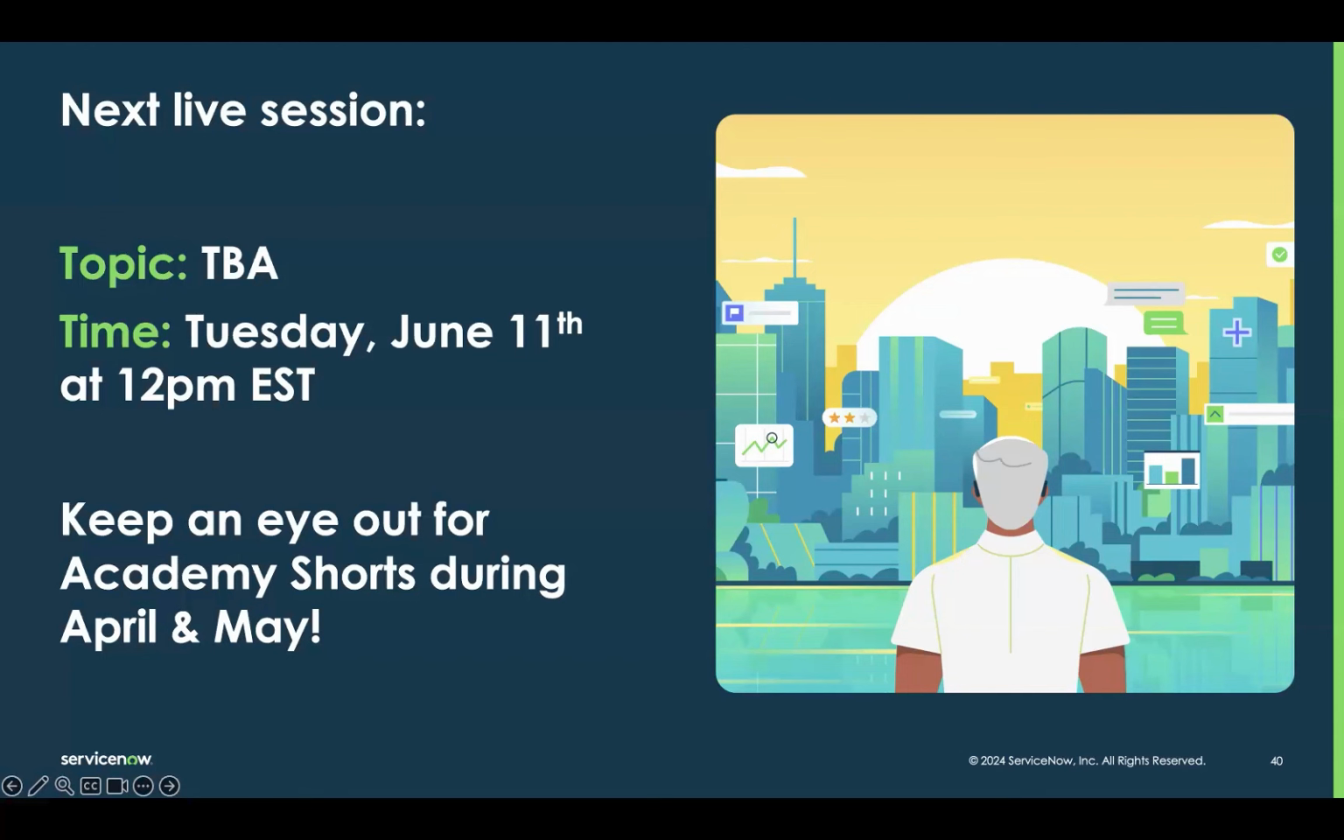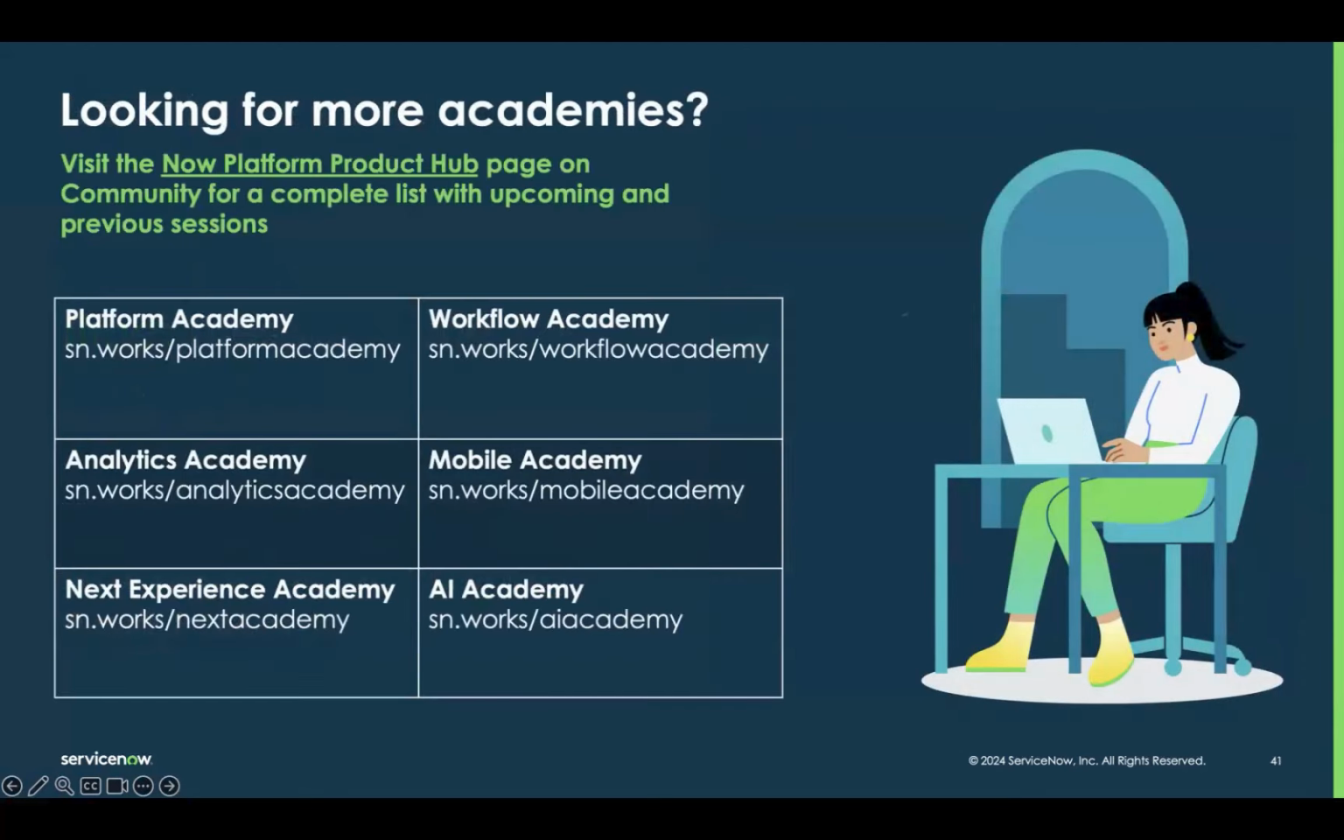And then my last slide here, of course, I've got to give a shout out for more academies. We have different academies from our platform team out there. They're on the Now Platform product page. For anything Gen AI related, whether it's consuming articles or generating articles, go to the AI Academy. I'm going to be there in a couple months presenting. Analytics Academy is a really good one for reporting and dashboards and getting the basics of that. So a lot of great academies out here for you to check out.